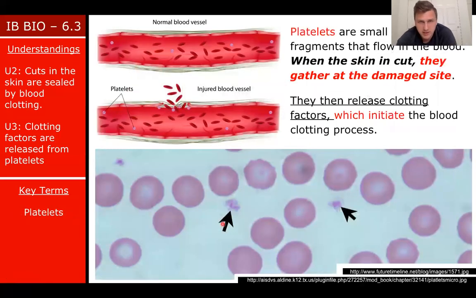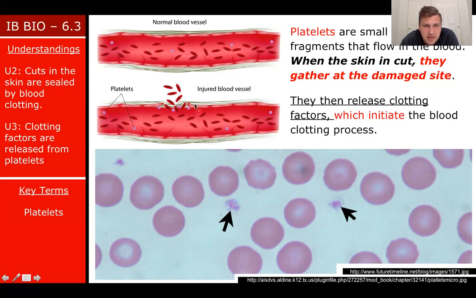All right, let's talk about platelets. If you have a regular blood vessel, like you guys see here, this is a really cool picture of a blood vessel. You have your red blood cells, those little donut-looking things, and then you have these small purple circles. Okay, these are going to be the platelets. The platelets are going to play a huge vital role.